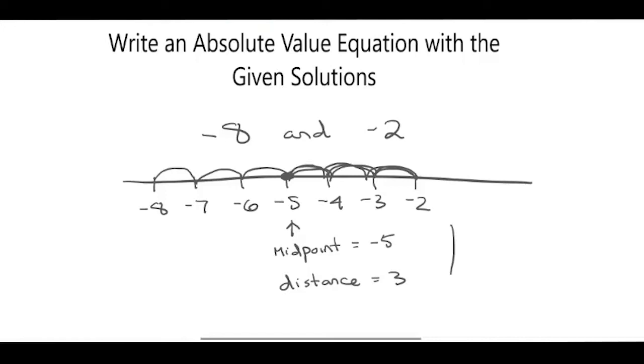So remember that the form that we're going to write this in is the absolute value of x minus the midpoint, close the absolute value, is equal to the distance. Now I can simplify this because minus a negative is plus, so I will write this as the absolute value of x plus 5 is equal to 3. And that's how you write an absolute value equation with given solutions.